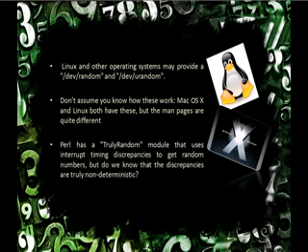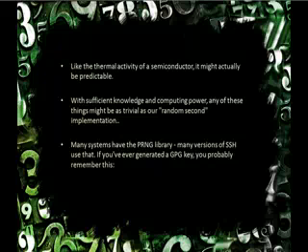Perl has a truly random module that uses interrupt timing discrepancies to get random numbers. But do we know that the discrepancies are truly non-deterministic? Like the thermal activity of a semiconductor, it might actually be predictable. With sufficient knowledge and computing power, any of these things might be as trivial as our random seed implementation. Many systems have the PRNG library. Many versions of SSH use that. If you ever generate a GPG key, you probably remember this.